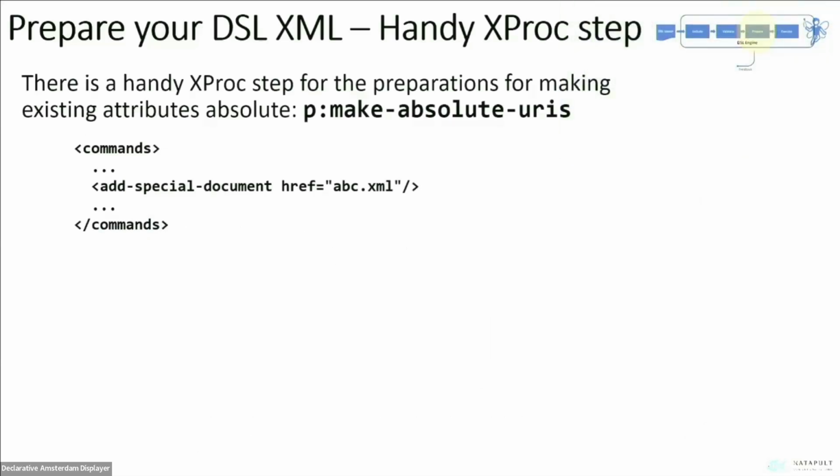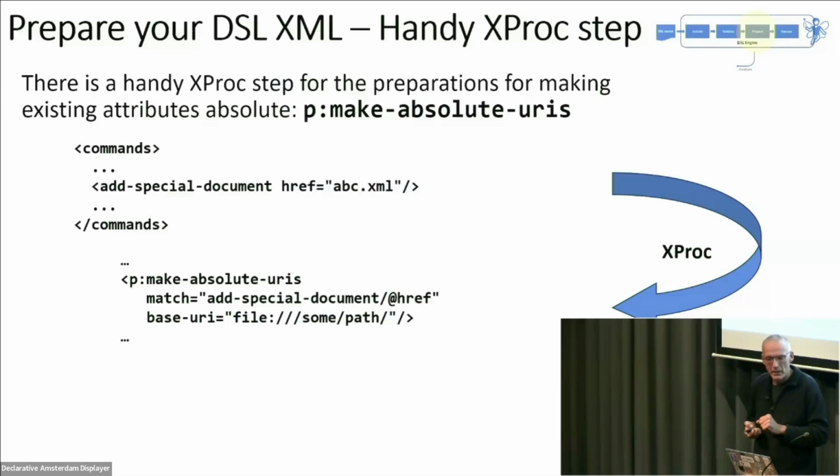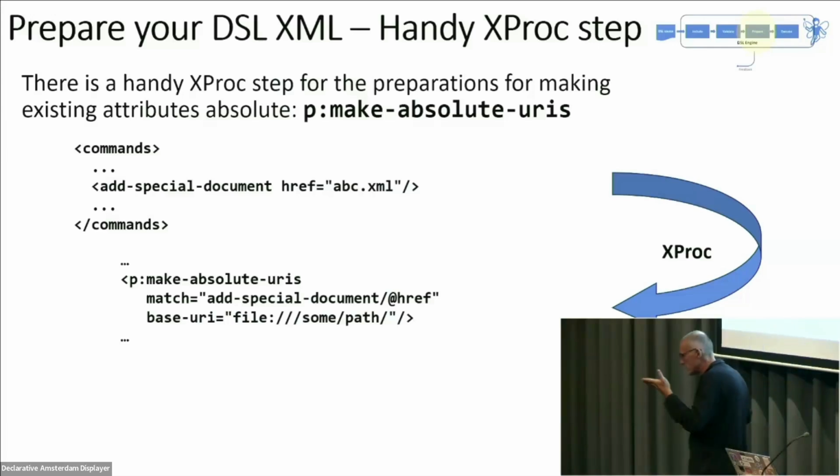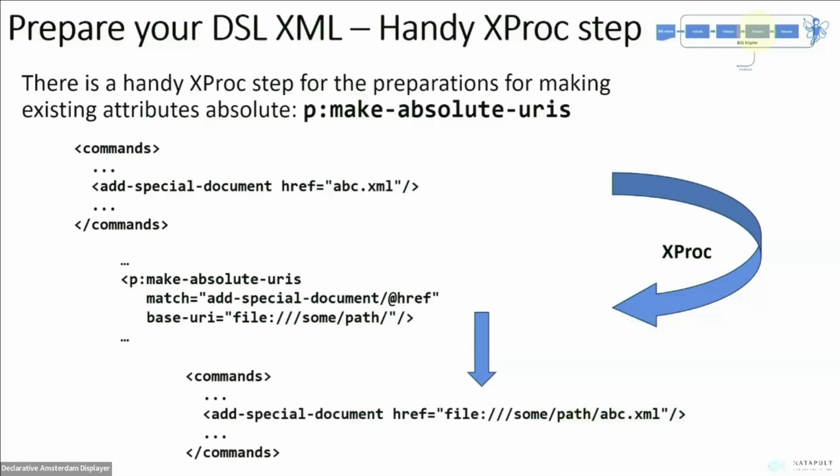There's one handy XProc step I would like to mention for preparation. If you already have an attribute with, for instance, an href or a file name in it, then XProc has the p:make-absolute-uris step, with which you can say, okay, I want all the add-special-document href attributes made relative to this URI, and the result after that step will be that your URI will become absolute.